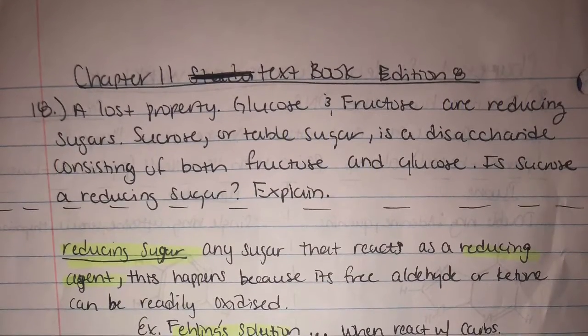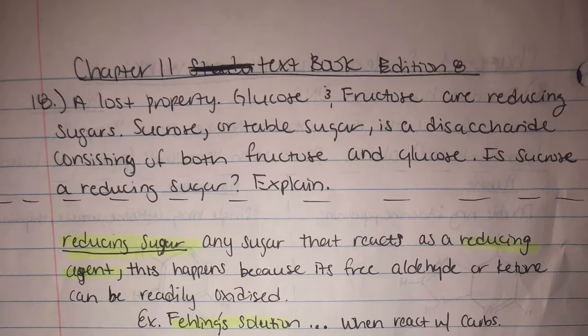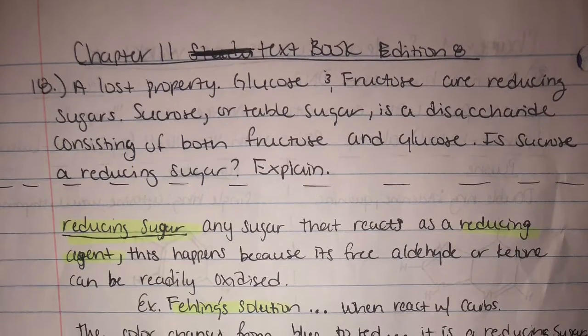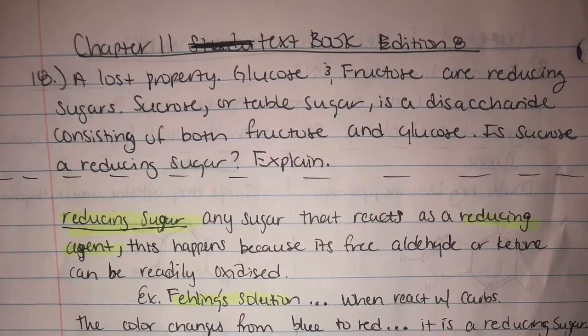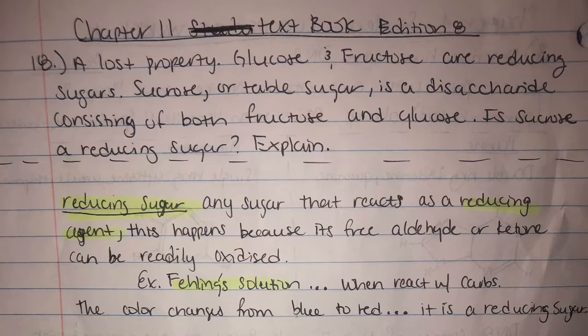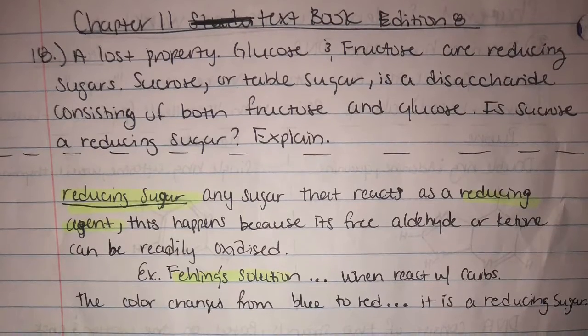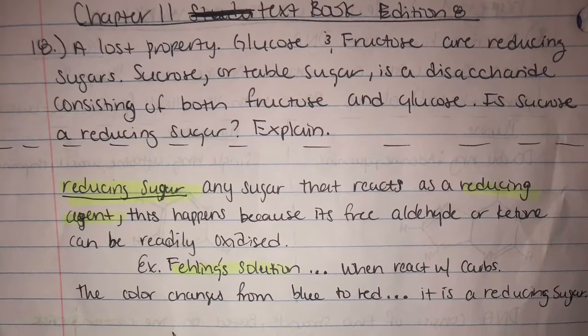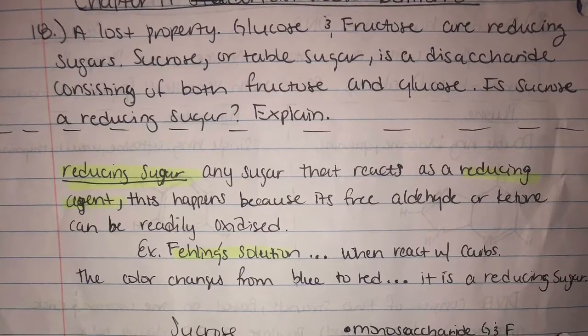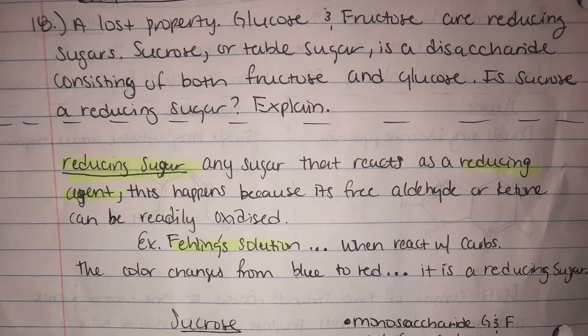Okay, so question 2. We're having this one in Chapter 11 in the textbook, Edition 8, and it's number 18. It says, a lost property. Glucose and fructose are reducing sugars. Sucrose, or table sugar, is a disaccharide consisting of both fructose and glucose. Is sucrose a reducing sugar?